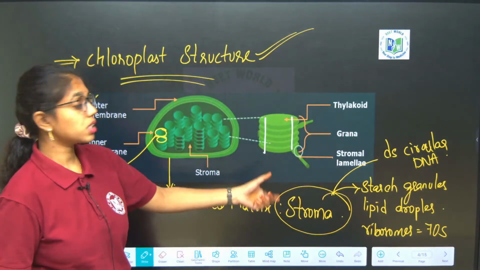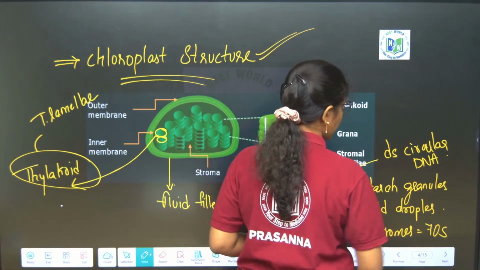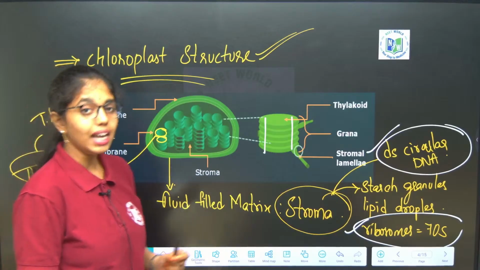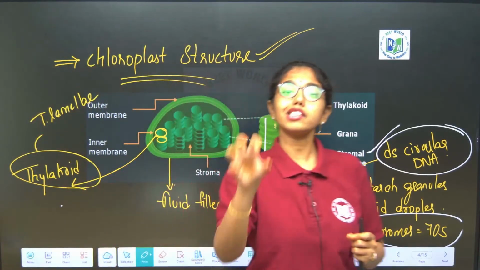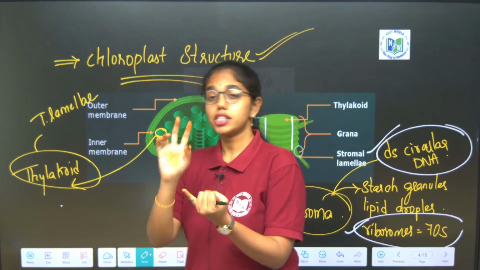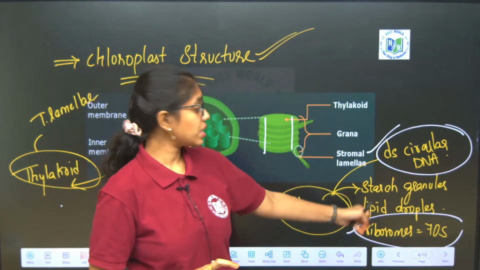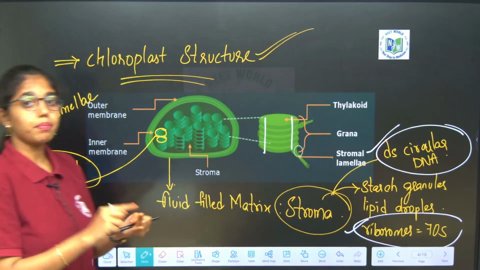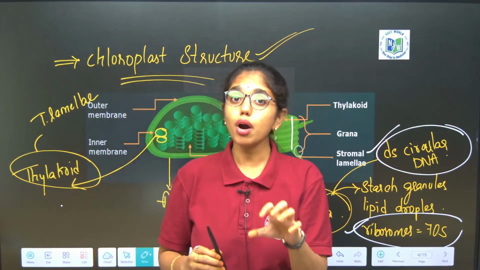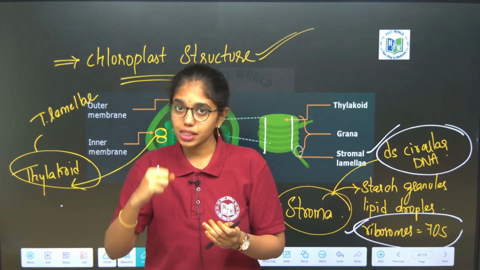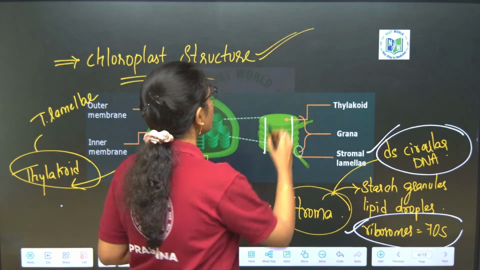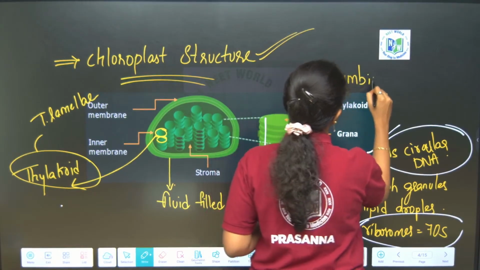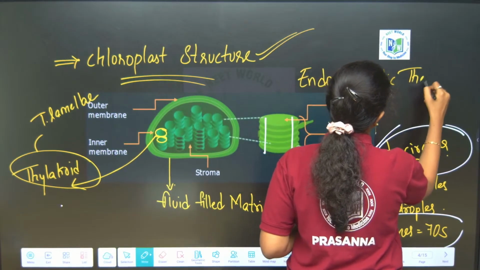Amongst these constituents, the 70S ribosomes and double stranded circular DNA you can see in a prokaryotic cell, and in eukaryotic cells you can see them in chloroplast and mitochondria only. Both of them are present in chloroplast and mitochondria. Why is it so? Because these two organelles have evolved from prokaryotic cells, which we learn under the endosymbiotic theory.